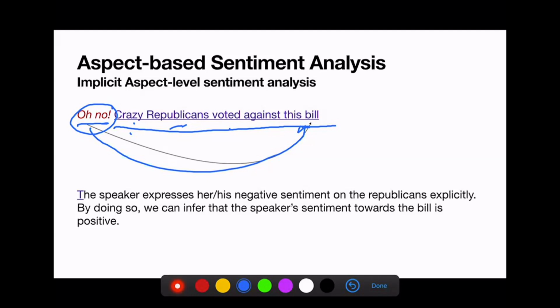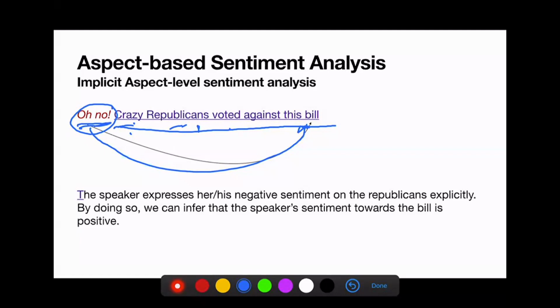Also, there are no data sets that clearly indicate this kind of nature, this kind of sentences. It would be great to have just 1000 examples of such sentences, and we create models to predict sentiment in such complex scenarios. So if the speaker expresses her or his negative sentiment on the Republicans explicitly, by doing so, we can infer that the speaker's sentiment towards the bill is positive. As you see, on the Republicans the expressed sentiment is negative, but on the bill it is positive because you infer from here. Okay, and also the word crazy somehow helps in the inference as well.